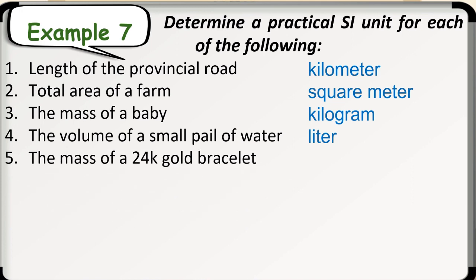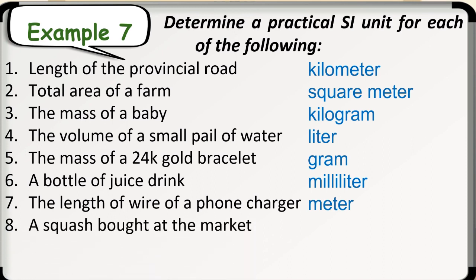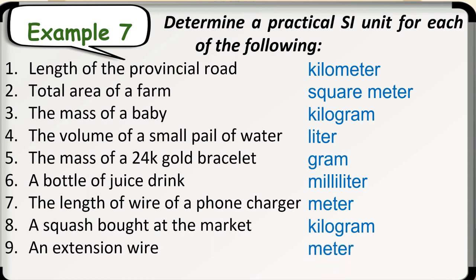Number 5, the SI unit for the mass of a 24K gold bracelet is gram. Number 6, the SI unit for a bottle of juice drink is milliliter. Number 7, the SI unit for the length of wire of a phone charger is meter. Number 8, the SI unit for a squash bought at the market is kilogram. For number 9, the SI unit for an extension wire is meter. And lastly, number 10, the SI unit for a small bottle of alcohol is milliliter.